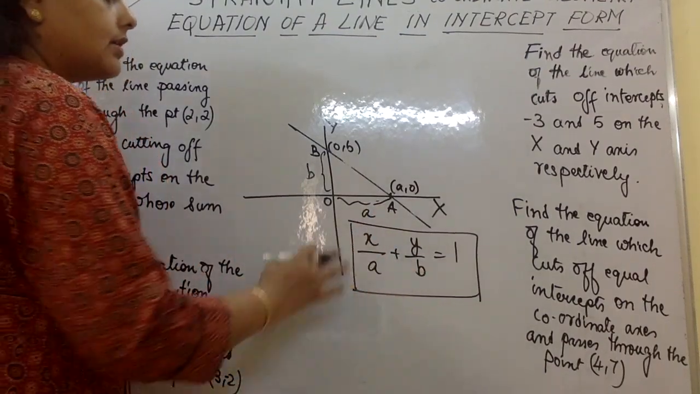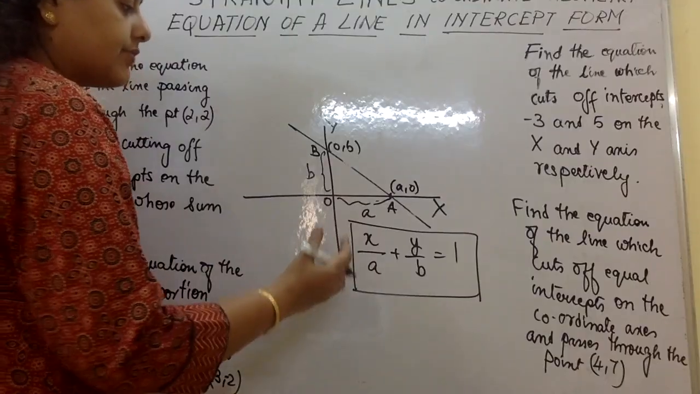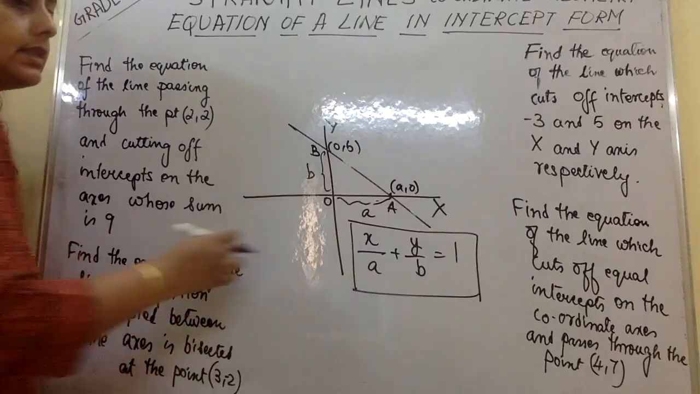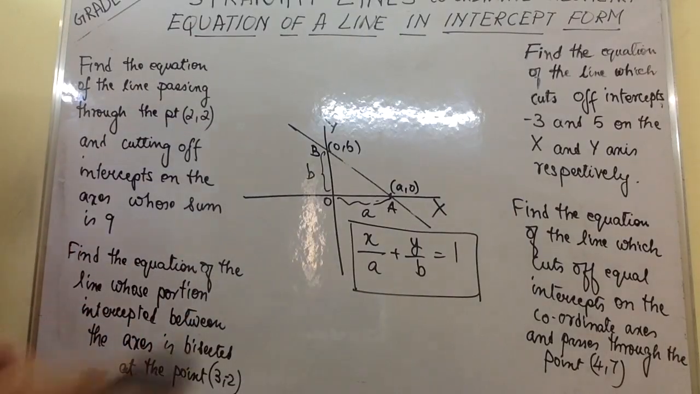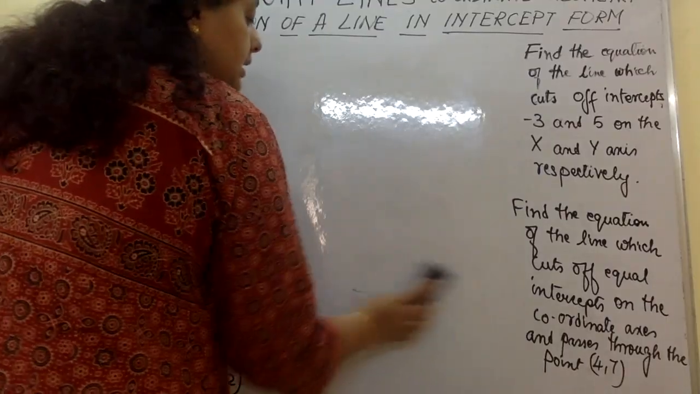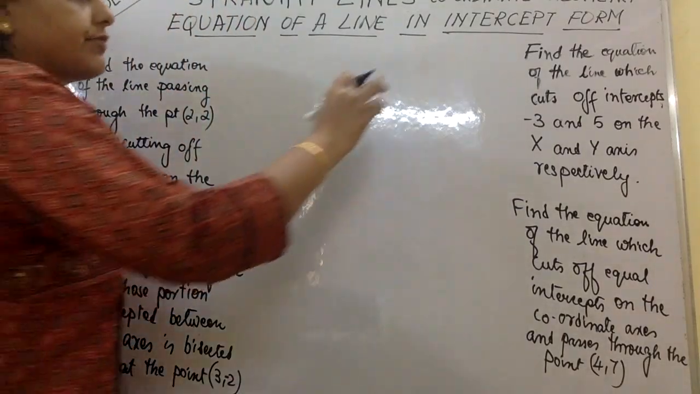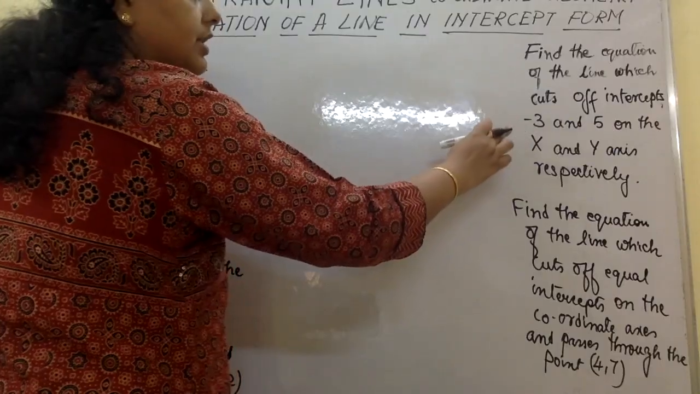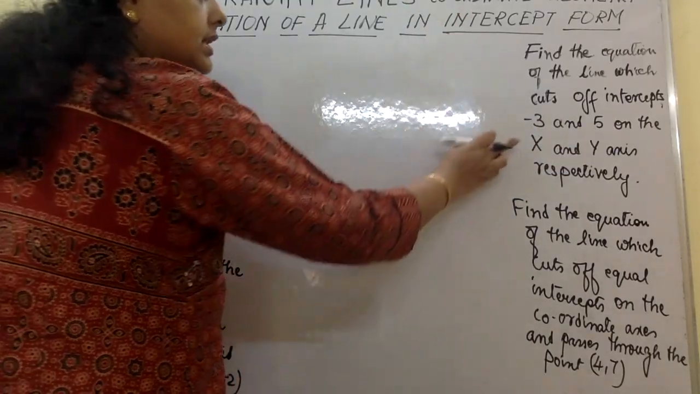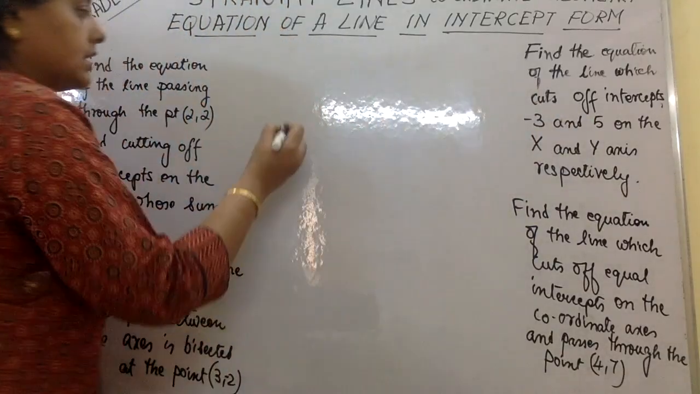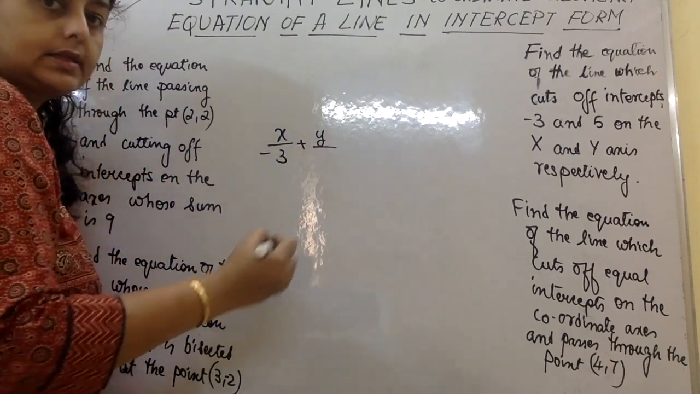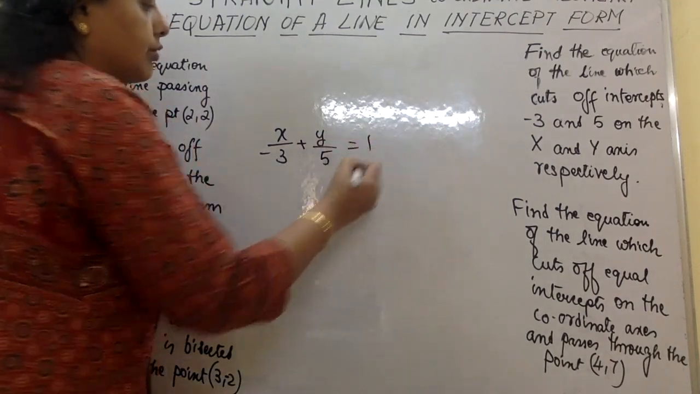Very simple. So if you know the intercepts, you can just put them here and you get your equation. And if they want it written in the intercept form, you should not change this structure. You should write it in this form. So this is the intercept form of straight lines. Let's see the sums. Find the equation of the line which cuts off intercepts minus 3 and 5 on the x and y axis. Be careful, this is for the x, this is for the y. Very simple, x by minus 3 plus y by 5 is equal to 1.